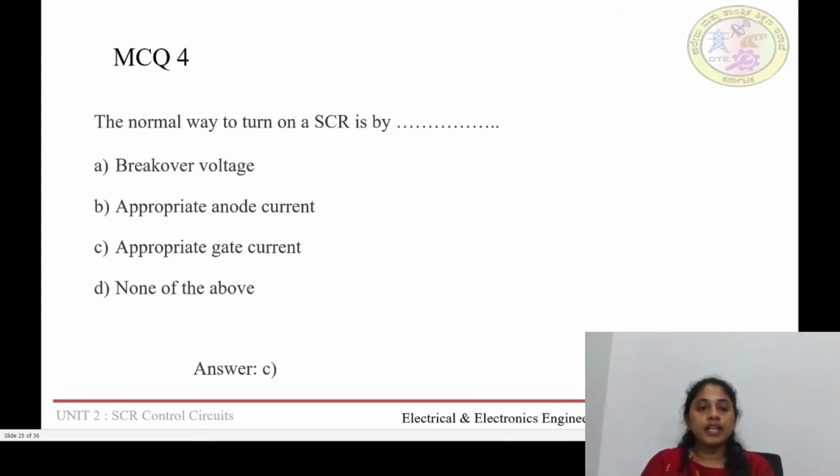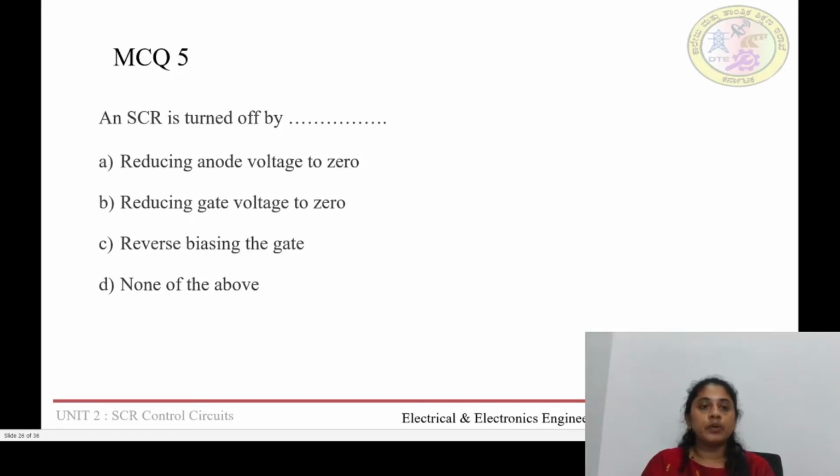Let's move on to the next multiple choice question. The question is, an SCR is turned off by. The options are reducing anode voltage to 0, reducing gate voltage to 0, reverse biasing the gate, and option D, none of the above. Yes, you are right. The answer is A, reducing anode voltage to 0.